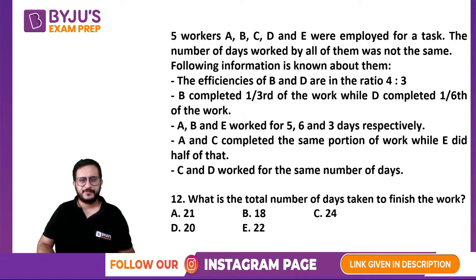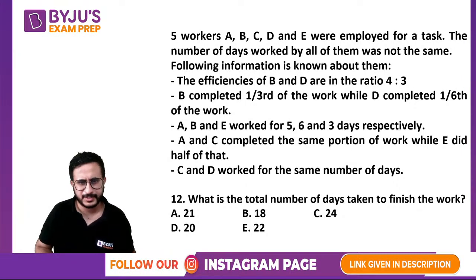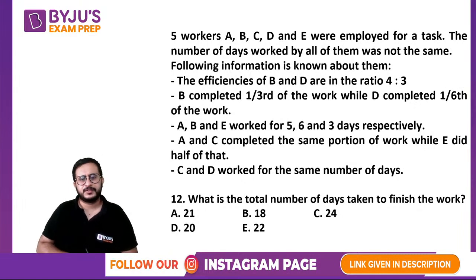It says there are five workers A, B, C, D, E, and they work for different numbers of days, and something is given about their efficiencies, the portion of work, how much each person completed, and something about their efficiencies also.